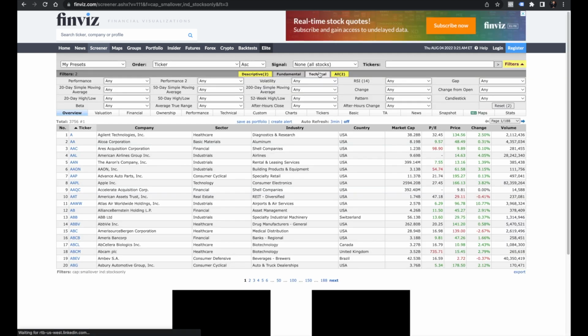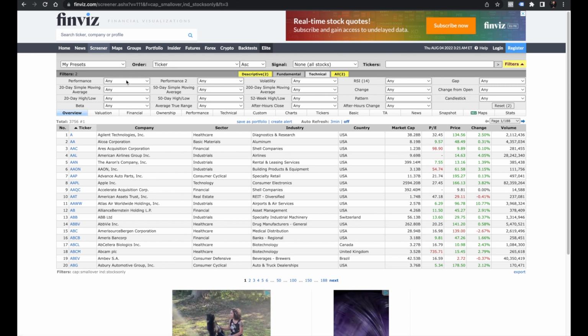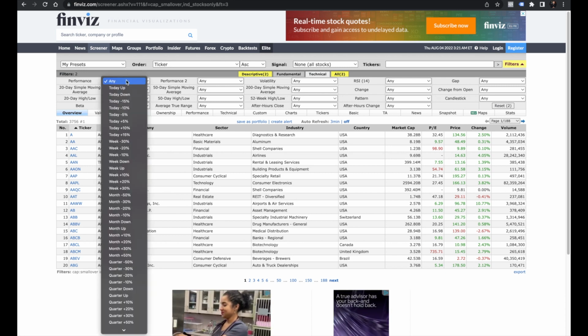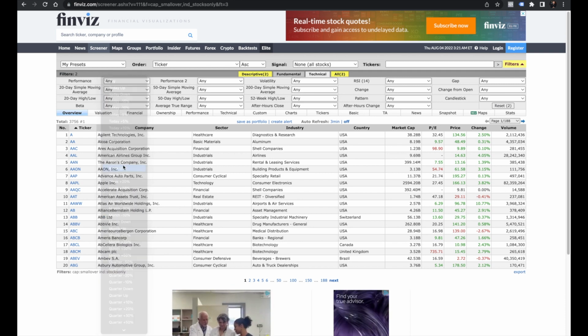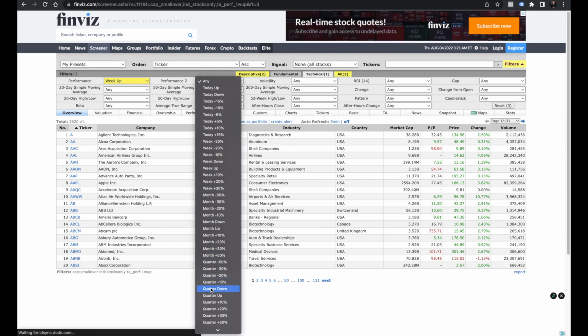So how do I look for good short setups? This is what I've discovered. I've tinkered with this stuff for a while, and I came up with this little combination of things that does give me pretty good results for short setups. Week up, we're going to go quarter down.